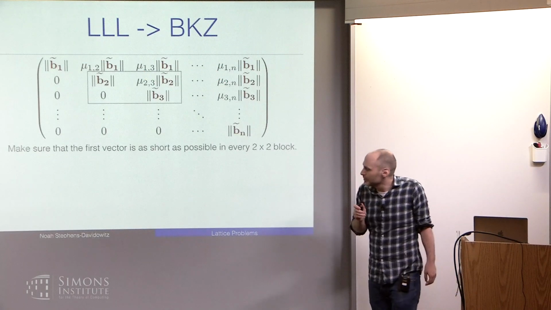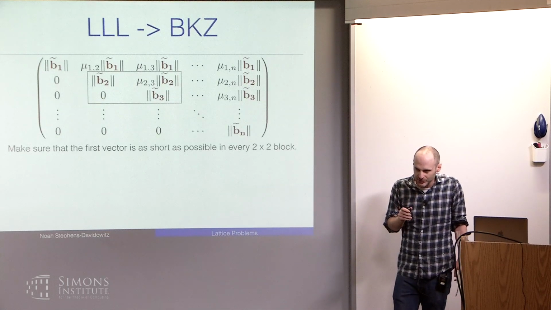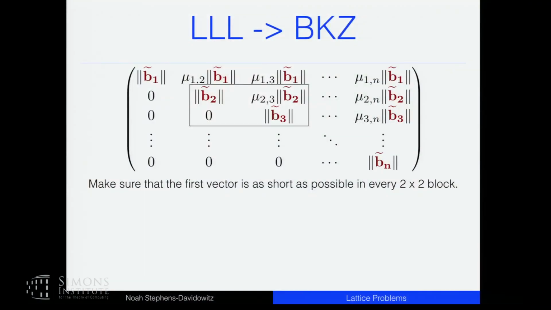So now let me tell you about an important generalization of the LLL algorithm, which is the BKZ algorithm. BKZ stands for Bloch-Korkin-Zolotarev. It's not a very good name.